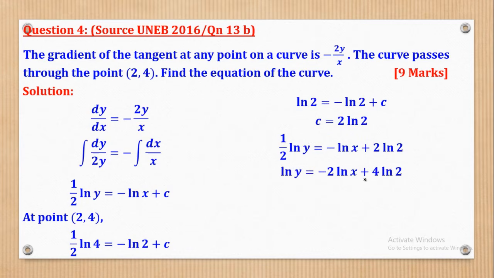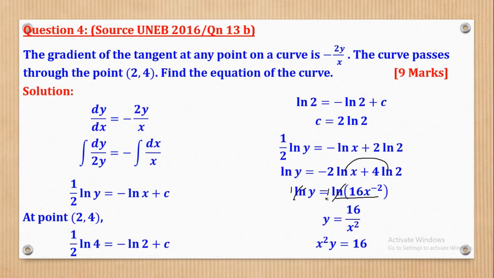So I can choose to simplify further. So this and this gives you this. And now that here the constant is 1, and also here the constant is 1, you can easily remove this ln and this ln to come up with that. Therefore, x squared y is equal to 16.